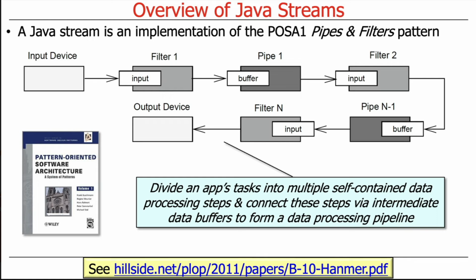And the intent of this pattern is to divide an app's tasks into multiple self-contained data processing steps, and then connect these steps together using intermediate data buffers to form a data processing pipeline. A good example of this pattern, which you may have used if you've programmed on Unix, is the Unix pipeline, which is also available, of course, on Mac and to some extent on Windows as well. So that's a good example where data flows through a series of filters that transform it.